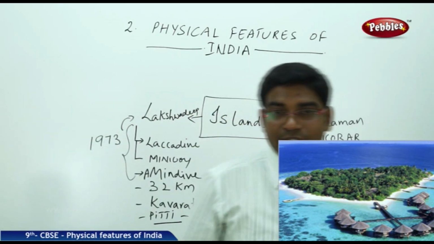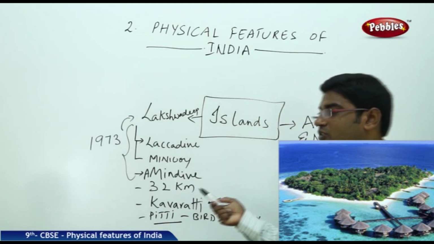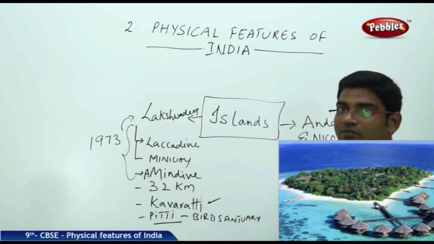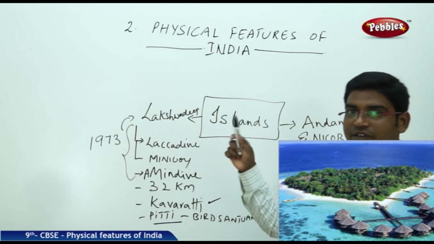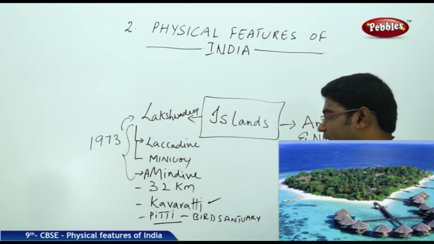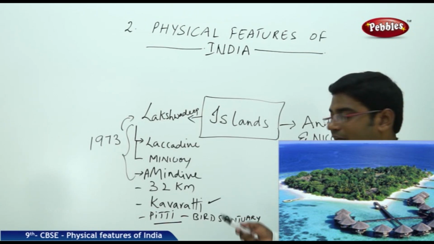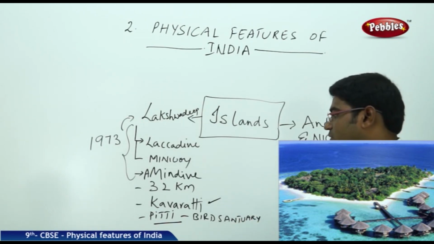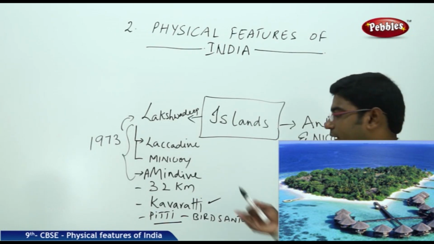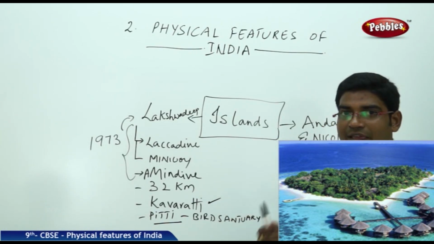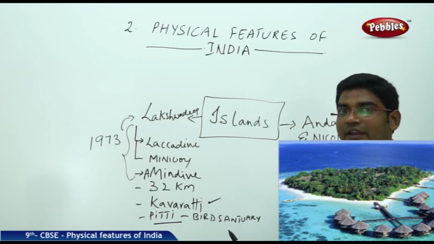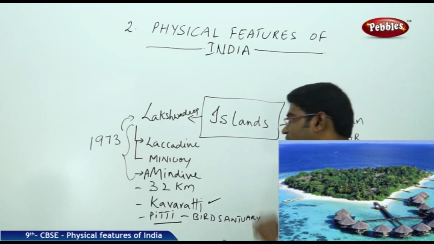So the Lakshadweep Islands got their name by the combination of three islands together, that is Laccadive, Minicoy and Amindivi, and together in 1973 we renamed them as the Lakshadweep Islands. It is stretched over 32 kilometers of land, and the headquarters of Lakshadweep is Kavaratti, and Pitti is the name of an island where we find the bird sanctuary, and it is completely uninhabited by human beings.